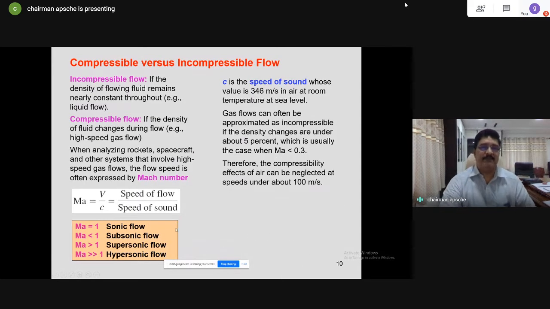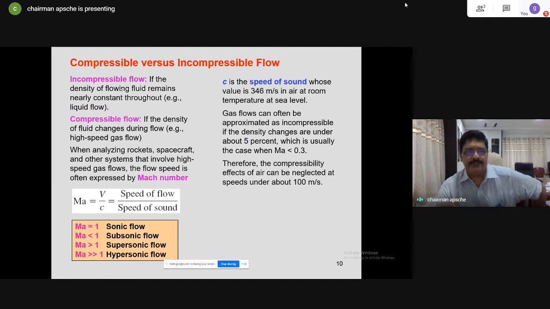Compressible versus incompressible fluids. If the density of the flowing fluid remains nearly constant throughout, I call it incompressible flow. But most of the fluids are compressible. Liquids are a little less compressible as compared to gases. Those which change the density during the flow, I call compressible flow. Whenever in the fluid flow region there is a density variation, we call it compressible flow.